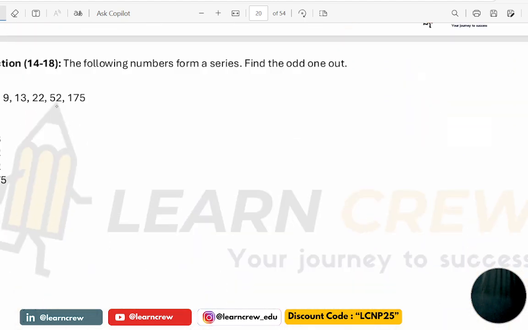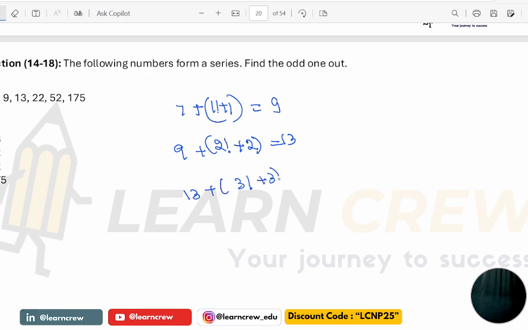Next 7, 9, 13. So if you see, 7 plus 1 factorial, 1 means 1 factorial, is 9. 9 plus 2 factorial, 2 plus 2, is 13. 13 plus 3 factorial, 6 plus 3, is 22. 22 plus 4 factorial, 24 plus 4, 28 plus 22, 50. It has to be 50. So 52 is wrong.